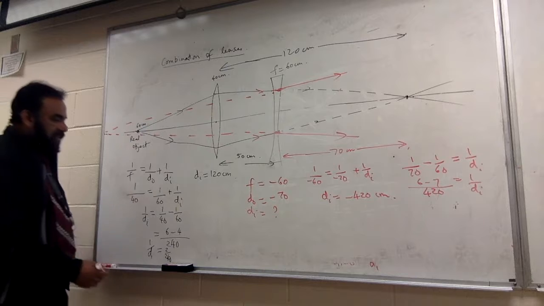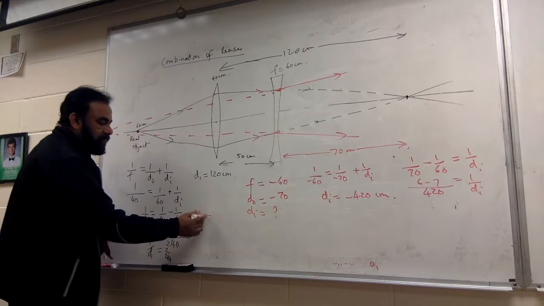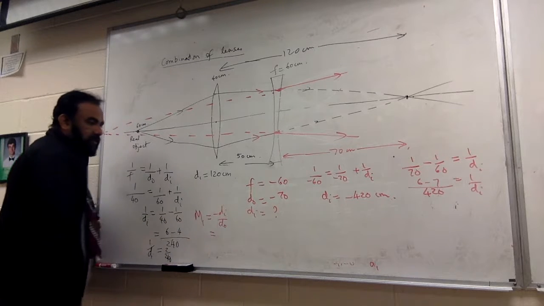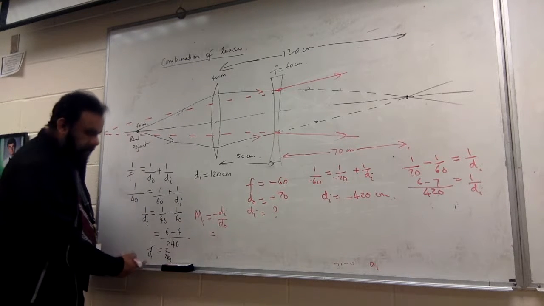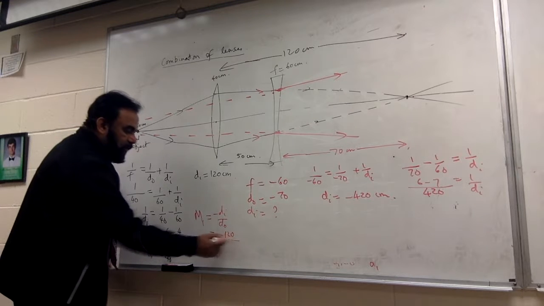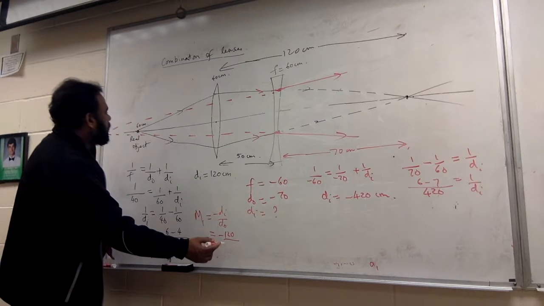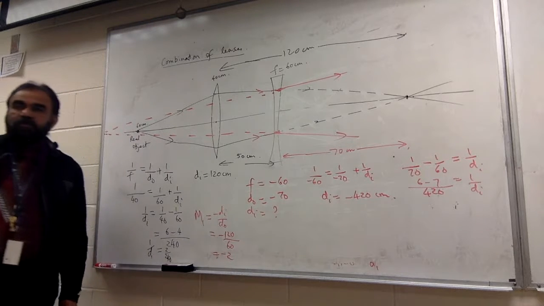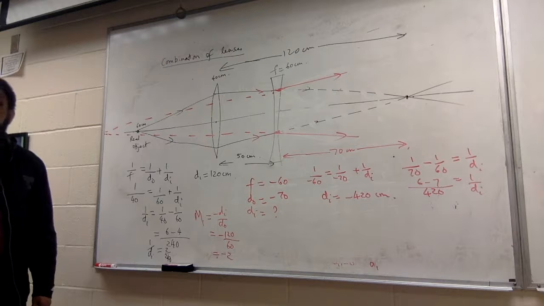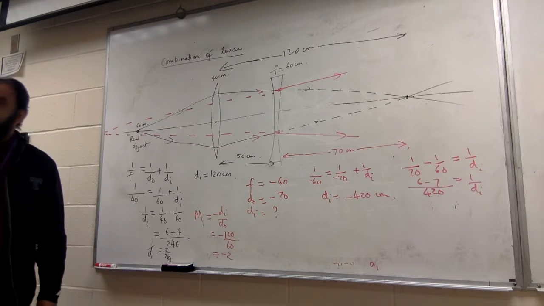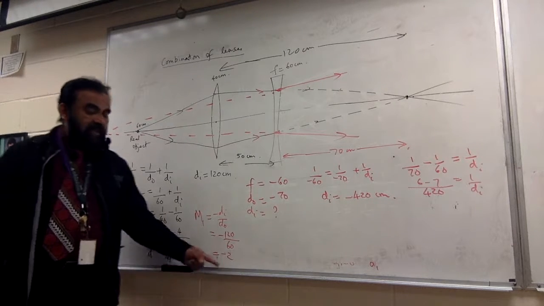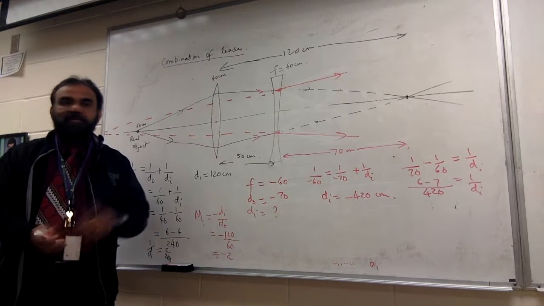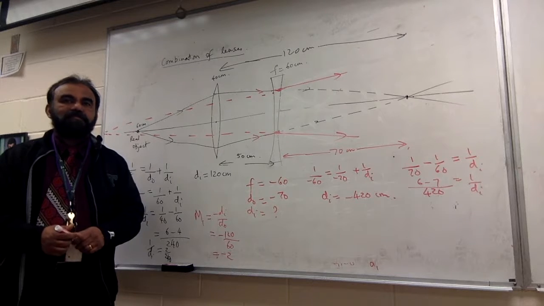So what's the magnification of the first one in this case? Minus di over do. So negative 120 over do, 60. So what's the magnification? What's the minus 2 meaning? Inverted. The minus 2 means it's inverted. And since the 2 is a number bigger than 1, it is a magnified image, but it's an inverted image.